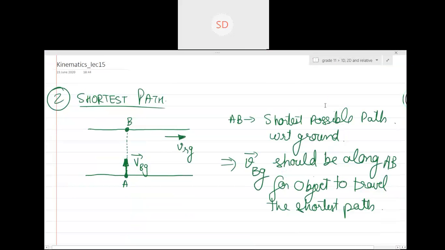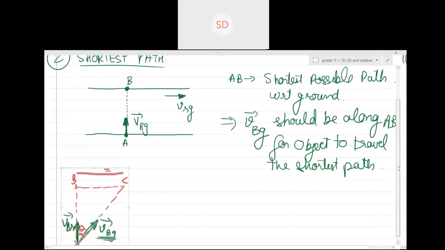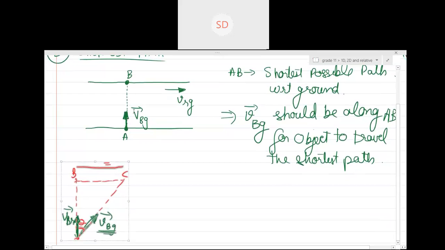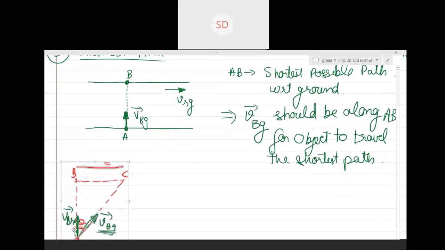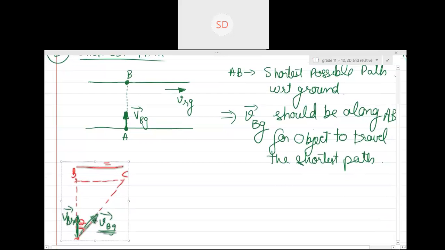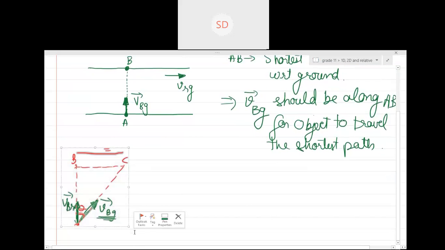Okay. So, guys, in the previous case, the diagram was like this. Can you compare these two diagrams? Can you see this case and the previous case? What is the difference? In the previous case, when it was minimum time, the velocity of boy with respect to ground was at an angle theta, not perpendicular to the river. Here in this case, VBG is perpendicular. So, can you see there is a difference between both the cases?